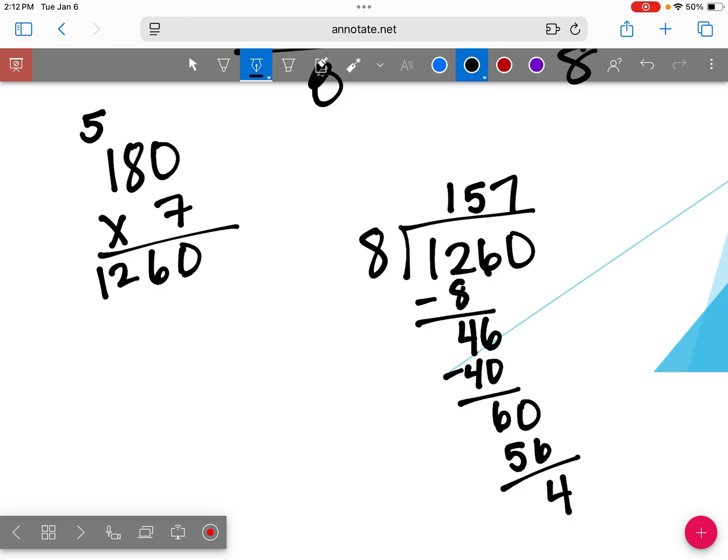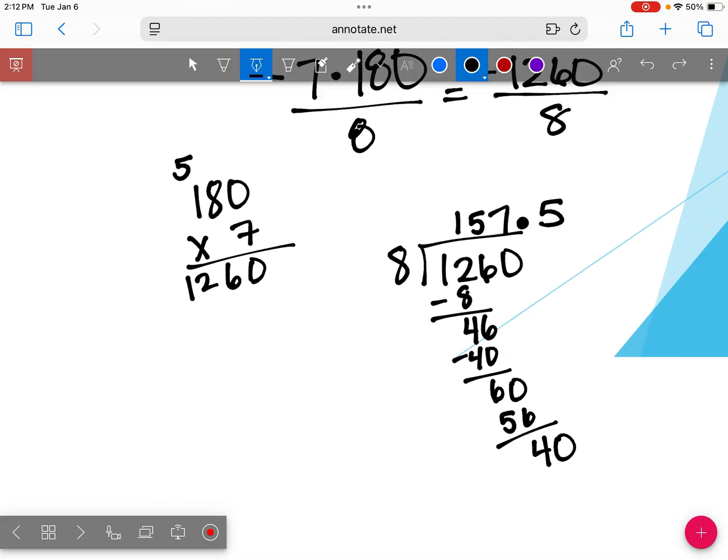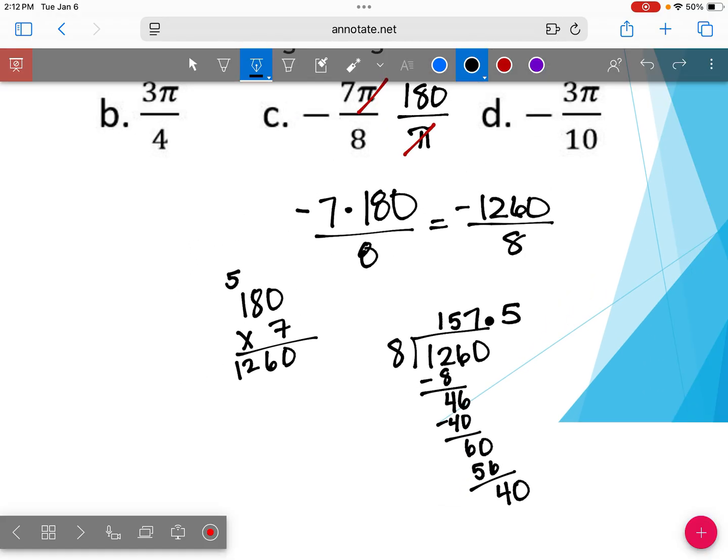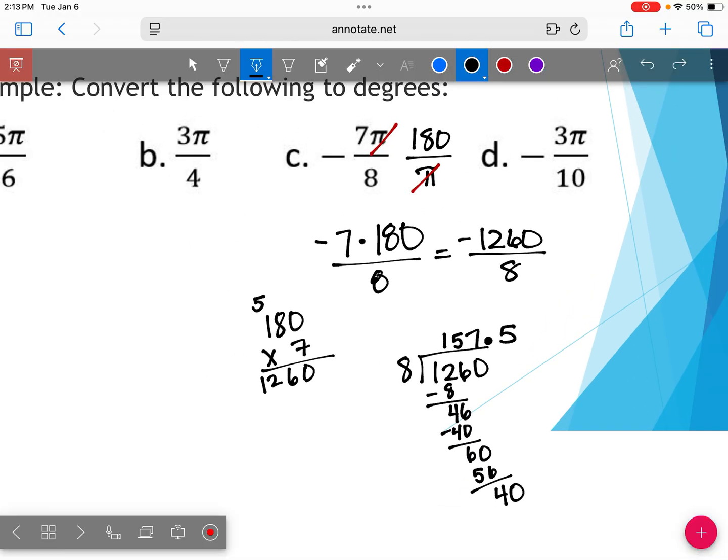What do you do when there's a remainder? I'm going to tell you. You put a decimal and add a 0. So put a decimal after the 157. And you can go one more time, because 8 does go into 40. How many times does 8 go into 40? So my final answer, and it's negative, okay? Remember, we started with a negative, so we end with a negative. So the answer to question C, I'm going to write it at the top, is negative 157.5 degrees.